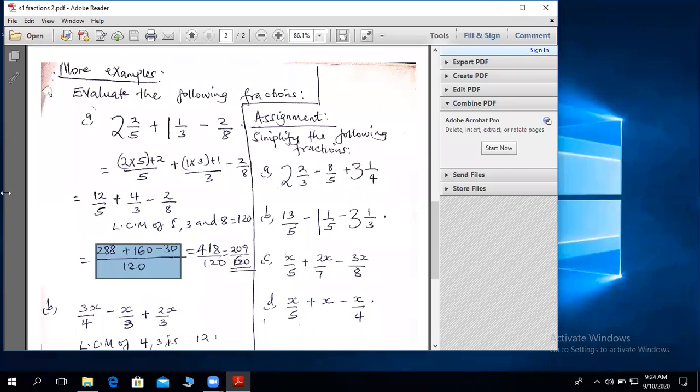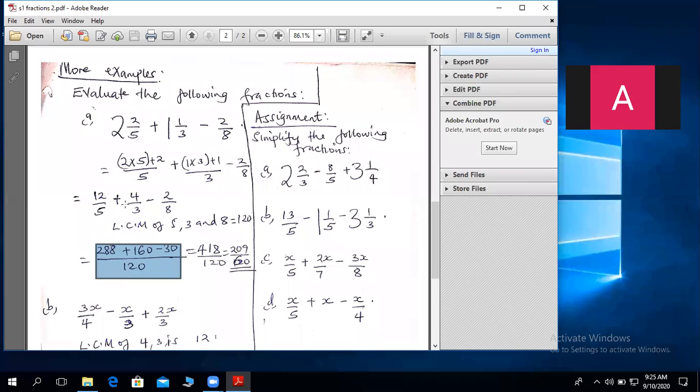How am I getting 288? Have your calculator, and you get 120, which is the LCM, divided by 5. I think you get 24 there. Then 24 times 12, that's how I'm getting 288.